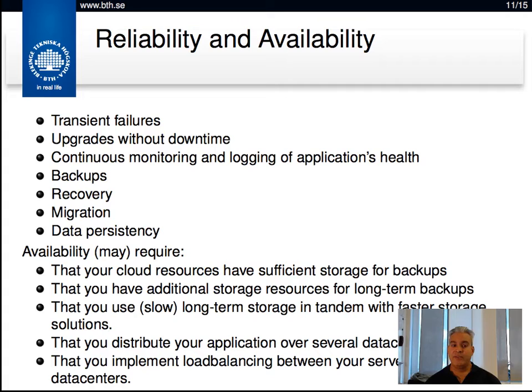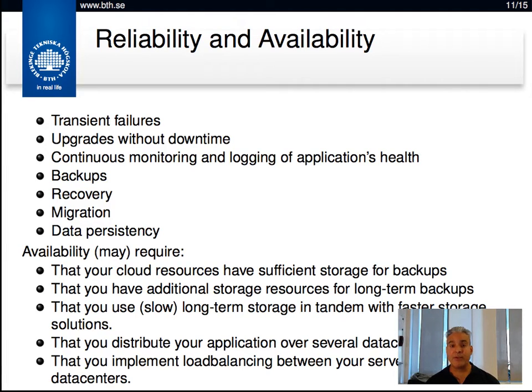There are two sides to this. One is to take care of when things actually break, so failures, and making sure that you are monitoring your application and logging the health of it so that you can react quickly. And the other side is the planned reliability, so doing upgrades, for example, and also making sure that when accidents do happen, you're able to come back and get up and running again. So backups, recovery, migration, and persistency, and all of those things.